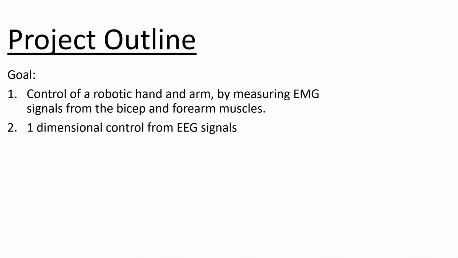Here is the project outline. The goals of the project are the control of a robotic hand and arm by measuring EMG signals from the bicep and forearm muscles, and one-dimensional control from EEG signals.